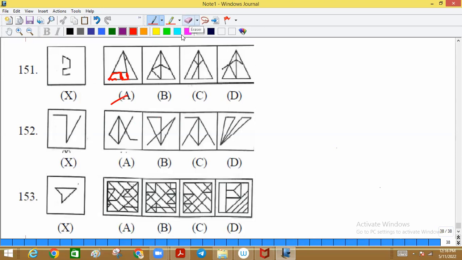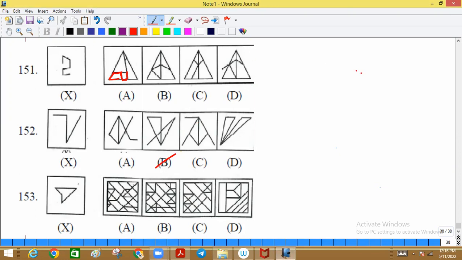They will be easy. At the same time, they are difficult. So reasoning is easy only when you solve it. Without solving, it will seem like a difficult question. Okay, 152. We can answer it easy. B is the answer. 153.